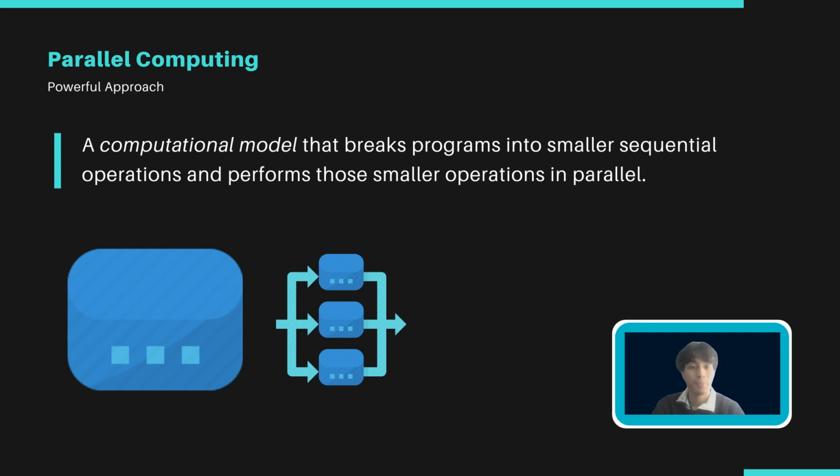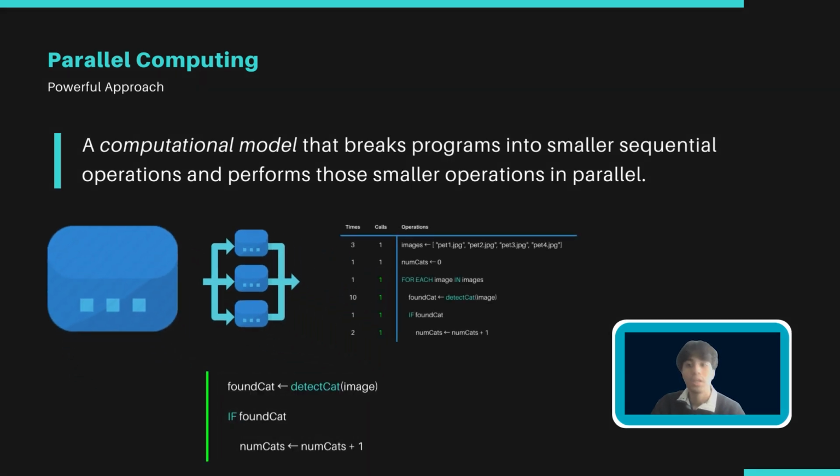Upon revisiting the program, we can identify operations that don't need to happen sequentially. Especially, the operation inside the loop that calls the detect cat function can be parallelized, as each call is independent of the others. To parallelize the program, we instruct the computer to execute the detect cat function calls in parallel.